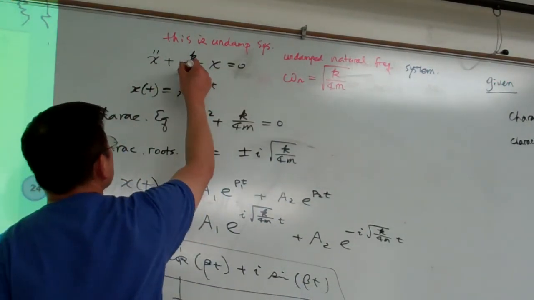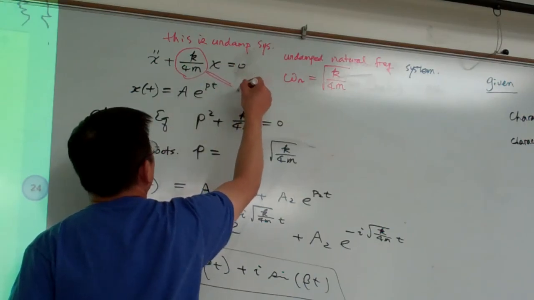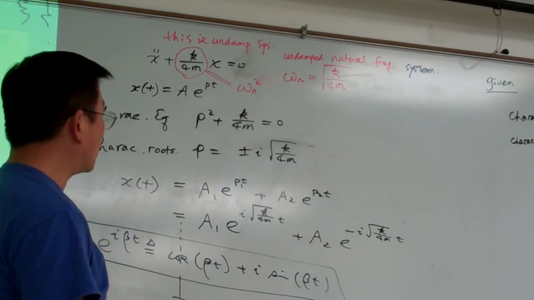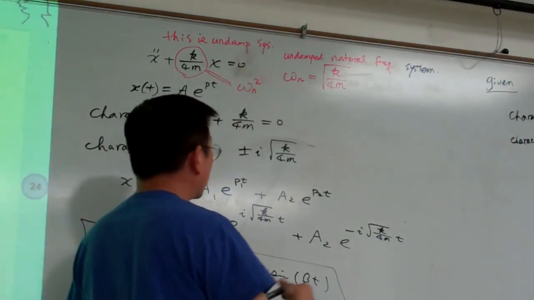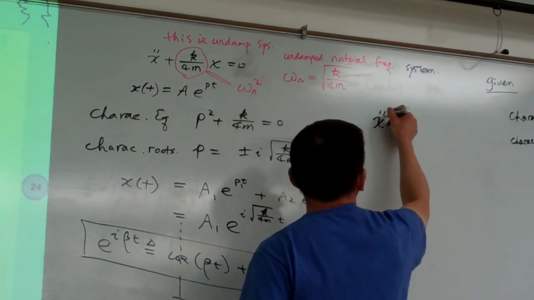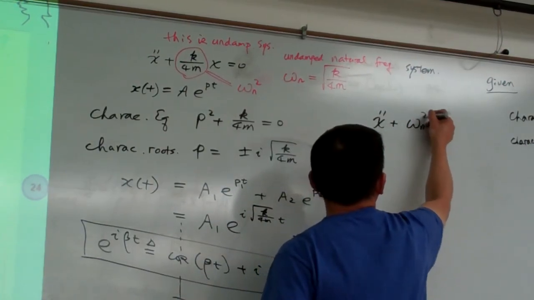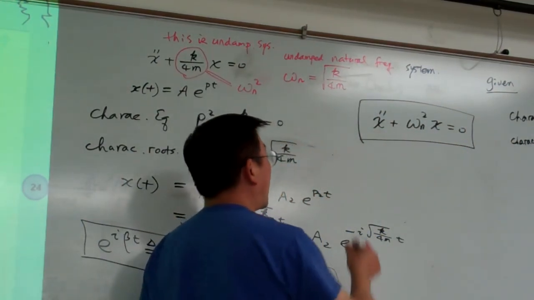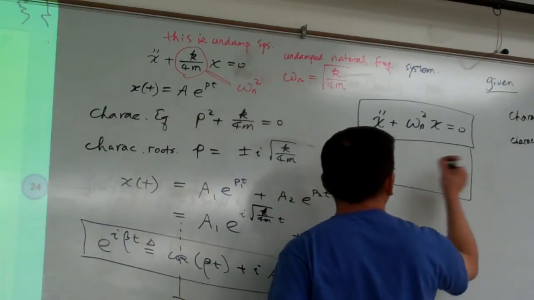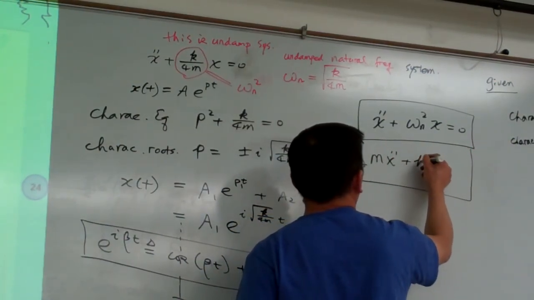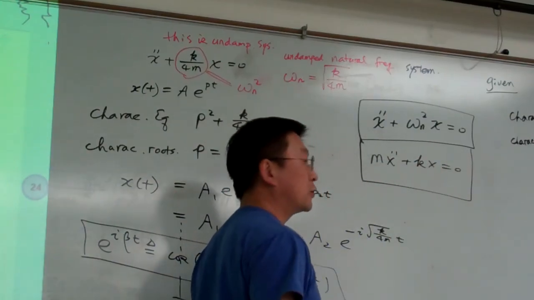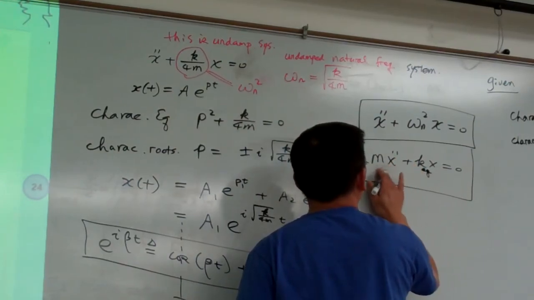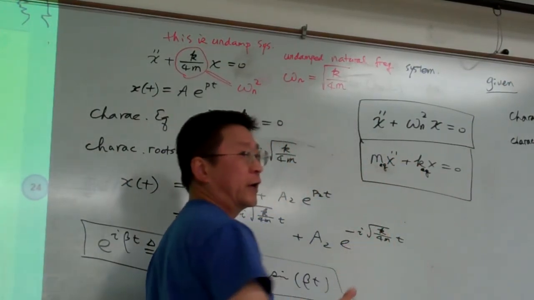So this term equals omega n squared. Usually the template is x double dot plus omega n squared x equals 0. This is our standard template. Otherwise we have an equivalent expression: m x double dot plus kx equals 0. That is a general KEQ, MEQ expression.